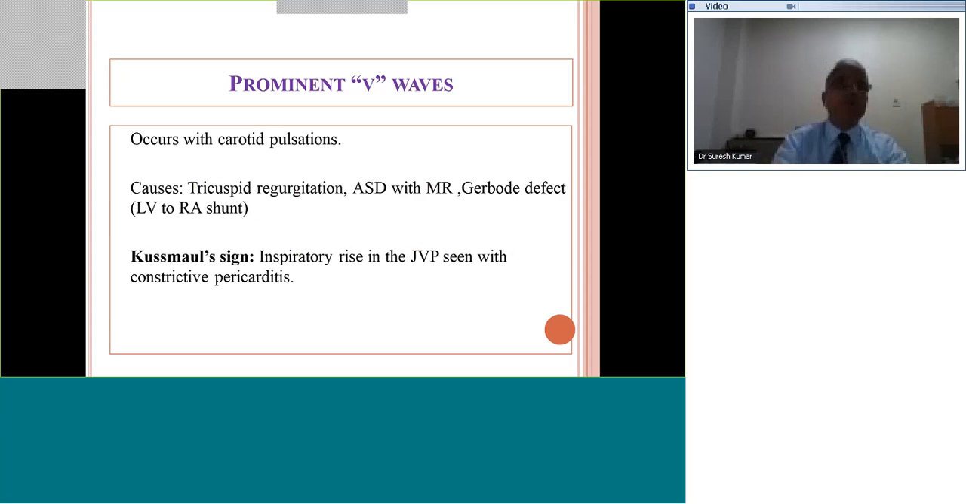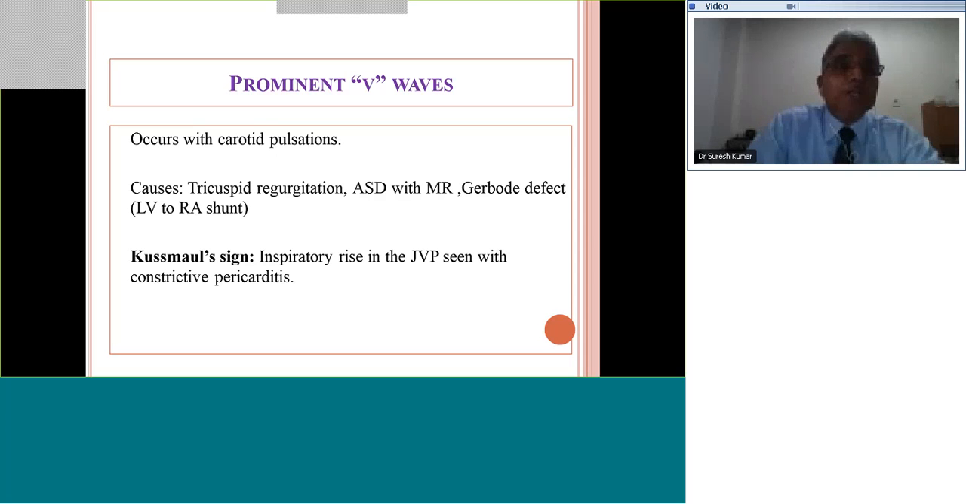V waves, when prominent, obviously will occur with carotid pulsations, and tricuspid regurgitation is the prototype cause for a prominent V wave. Why is it so? In the normal V wave, with the AV valve closed, the ventricle is contracting, and the normal V wave is because the atrium is filling passively. But in presence of ventricular systole being associated with a tricuspid regurgitation, during the ventricular systole, the RA is filling. Hence, you get a prominent V wave.